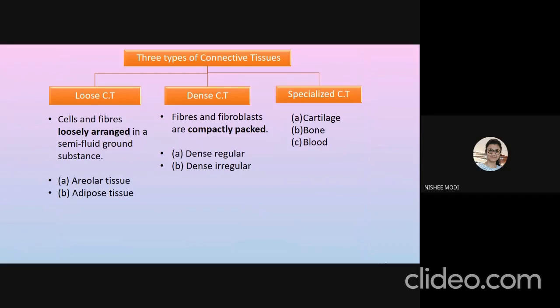So there are three types of connective tissue: loose, dense, and specialized. In loose connective tissue, cells and fibers are loosely arranged in a semi-fluid ground substance, or we can say matrix. They can be two types: areolar and adipose tissue. Then in dense connective tissue, fibers and cells, that is fibroblasts, are compactly packed, and it can be dense regular or irregular according to their arrangement. Then specialized connective tissue can be cartilage, bone, and blood. We'll see one by one.